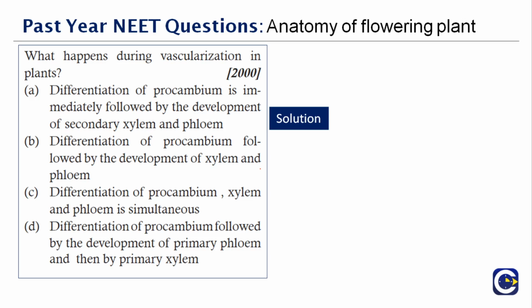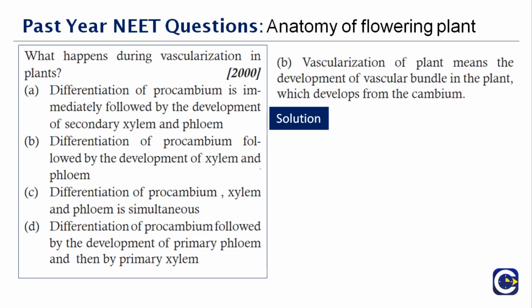So here we are talking about the primary ones. Therefore the correct answer will be option B, because differentiation of procambium is followed by the development of xylem and phloem. If you look at the first one, it's the same, but they have talked about the secondary xylem and phloem. We're not talking about secondary terms, we're just talking about the primary terms. Therefore the correct answer will be option B.